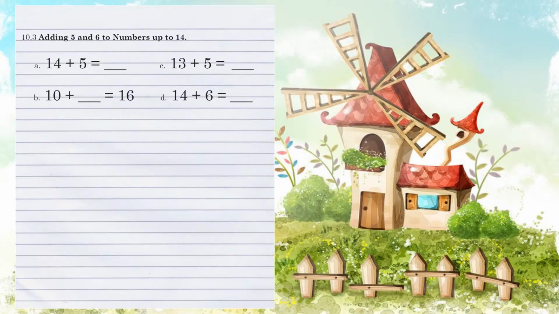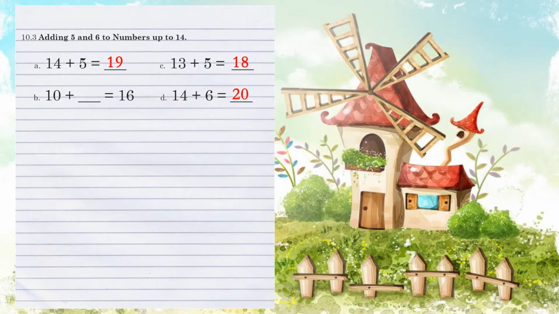Unit 10.3, adding 5 and 6 to numbers up to 14. Let's look at example A, 14 plus 5. Let's start off by adding together the 1's position. We have 4 plus 5. That equals 9. Then we can combine that with adding the 10's position. 1 plus 0 is 1 for an answer of 19.